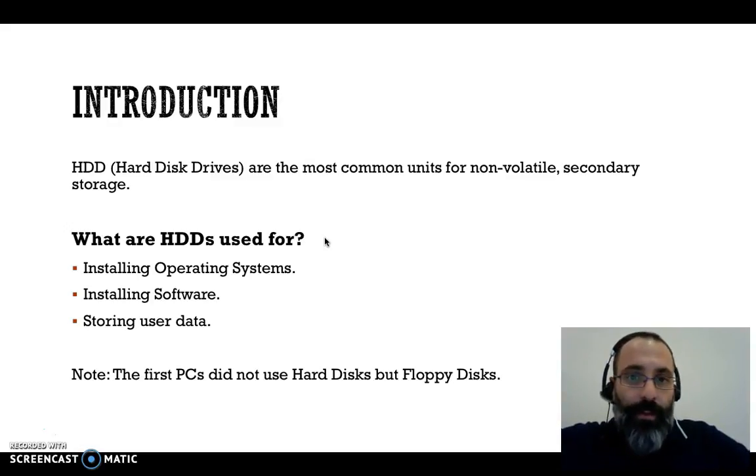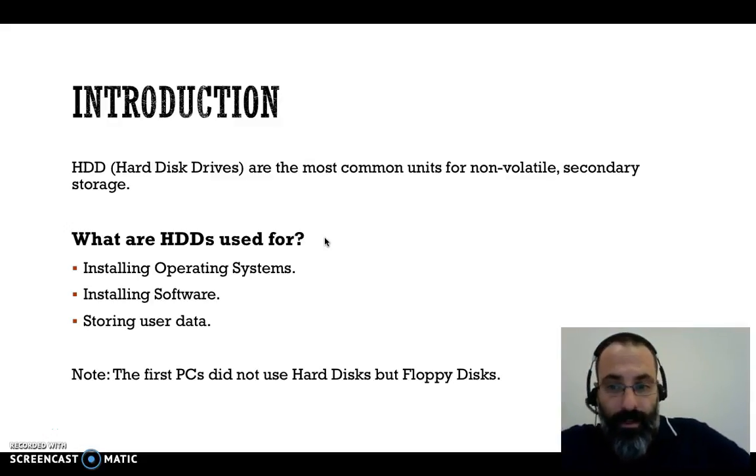This might be obvious, but hard disks are the most common storage system for non-volatile storage. We will discuss a little bit about the difference between volatile and non-volatile storage, but so far we can speak a little bit about what hard disks are used for. Basically, hard disks are used for installing our operating systems. We could boot a computer using a different kind of system, but the most convenient and the most usual part is booting our operating systems using a hard disk.